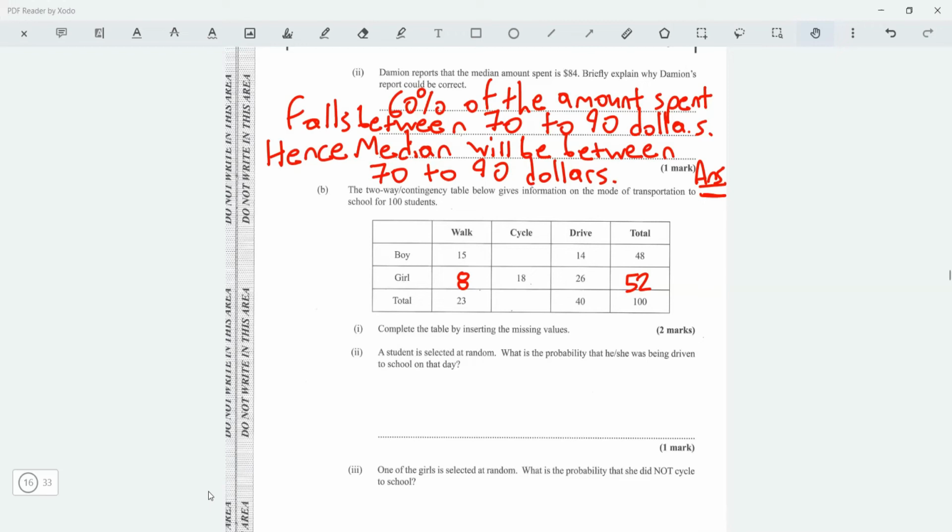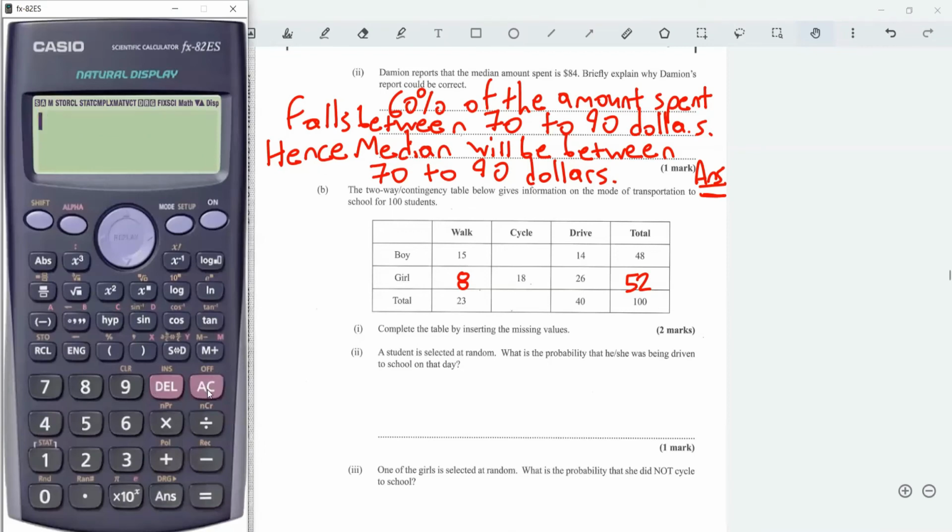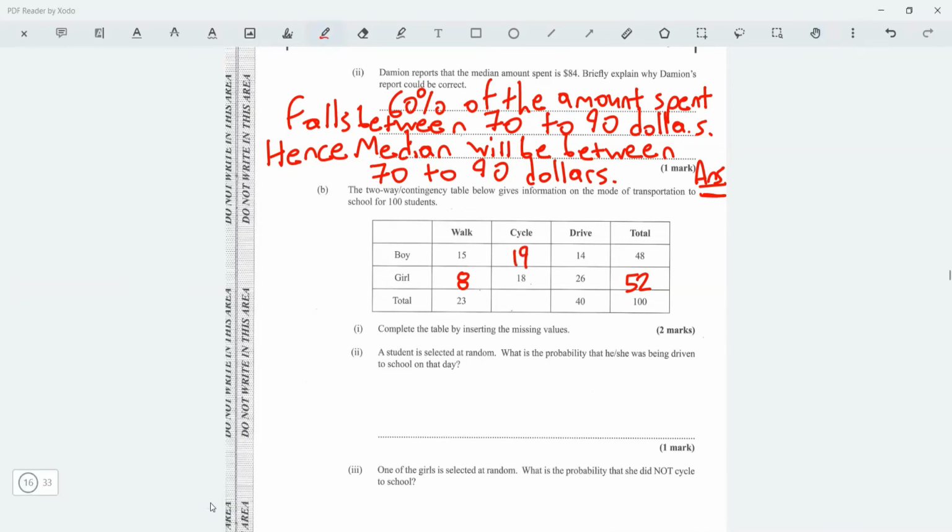Okay, now going across this way, I would say that there are 48 people in total for boys, and this is 15 and this is 14. So how many cycle? Well, if we subtract them from the total, we get 48 minus the 15 plus the 14, and that is going to give us 19. So 19 boys cycled. And then right here, 19 and 18 is 37, so we'll add that on, we get 37. Nice.